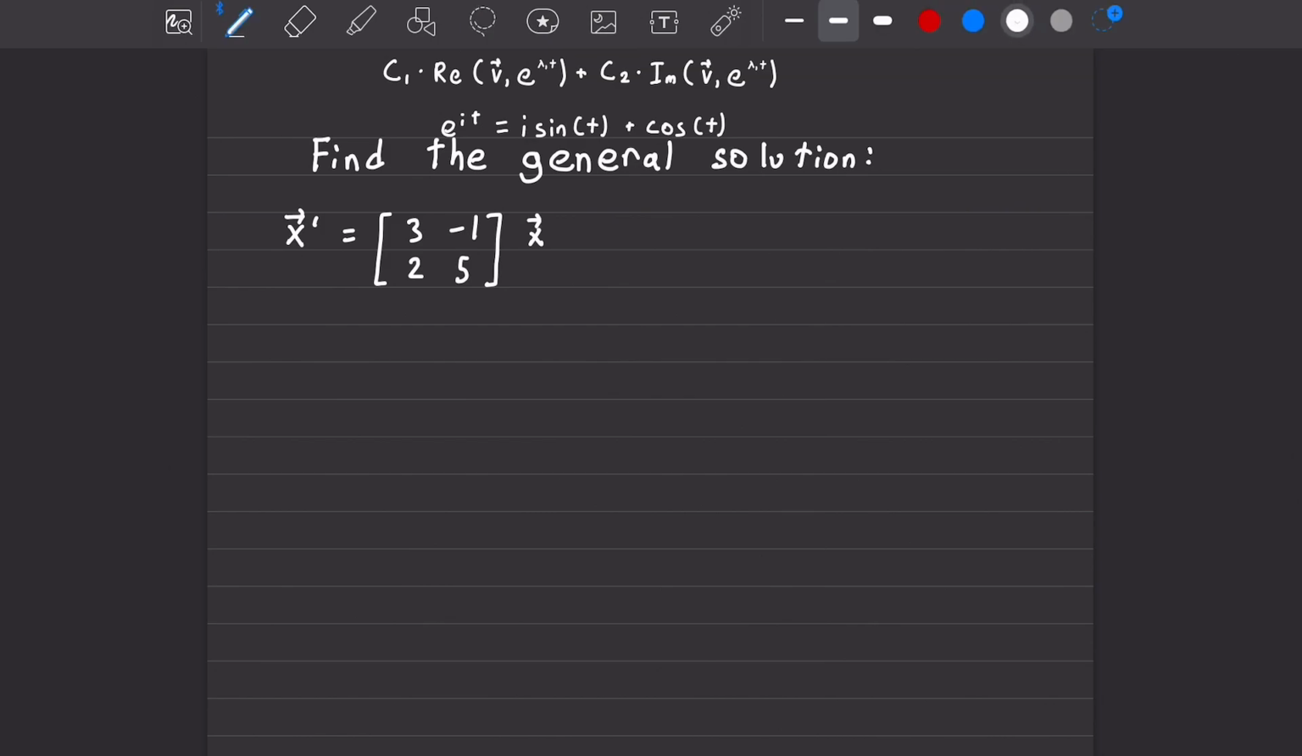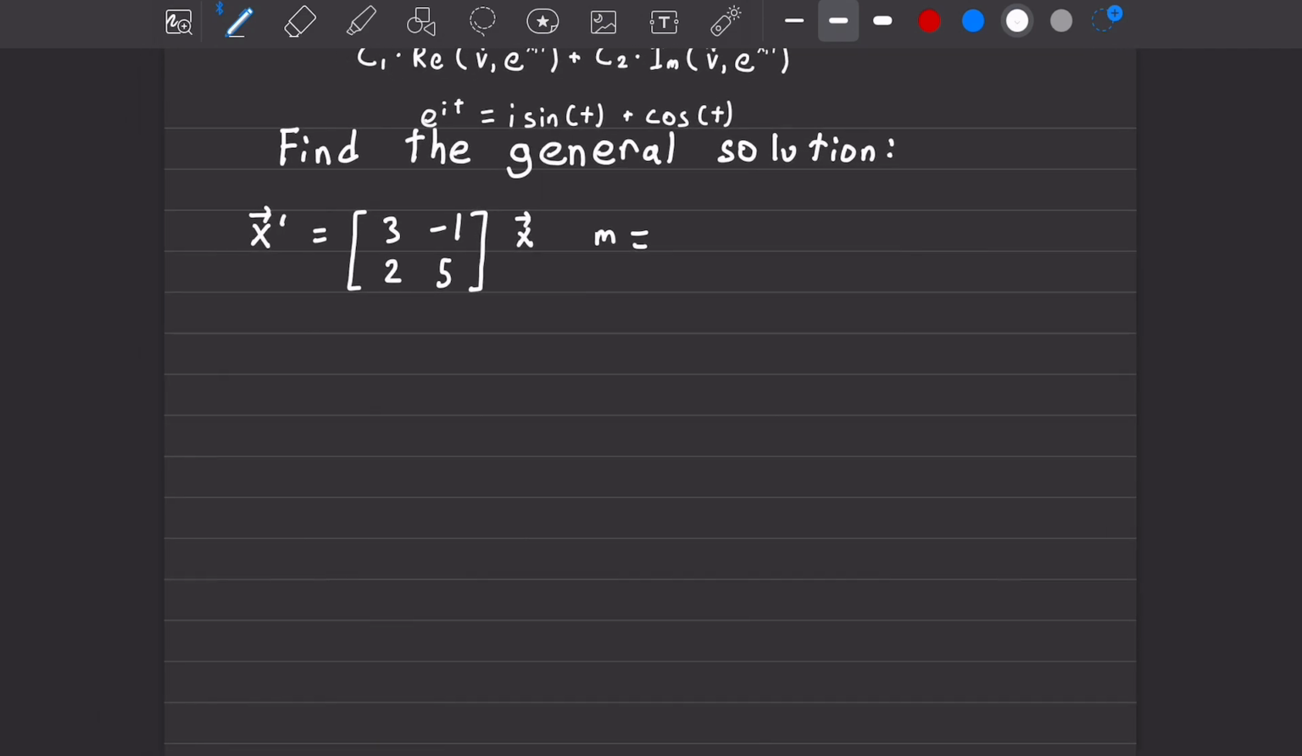Like always, the first thing I'm going to do is find our eigenvalues. So m is equal to 4, and p is going to be 15 minus negative 2, which is just 17. Then we have that lambda is equal to 4 plus or minus the square root of, I'm going to write out all the work here, 16 minus 17.